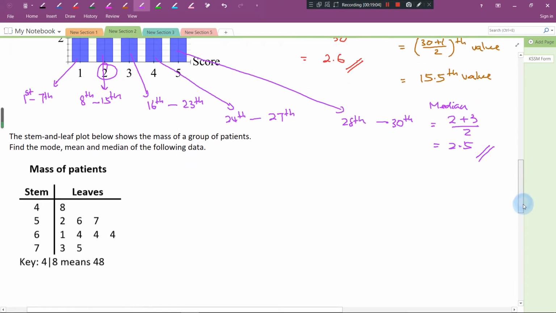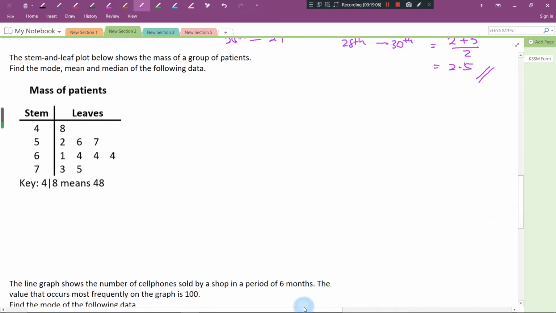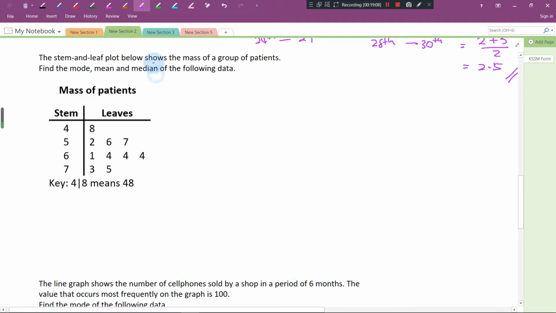Okay, let's try this stem and leaf plot. Same thing, you'll notice that the data is already arranged nicely for you from smallest to largest. Make sure you look carefully at the key. 4|8 means 48. For a stem and leaf plot, the question will always give you the key to tell you whether this is 4.8, 48, or another value.